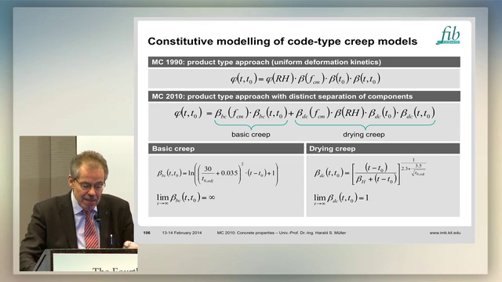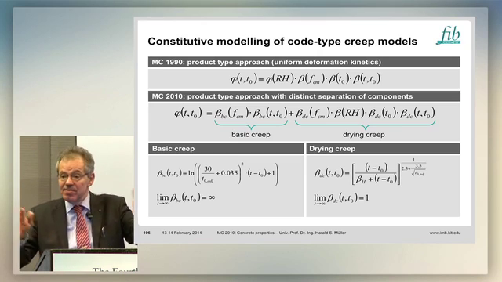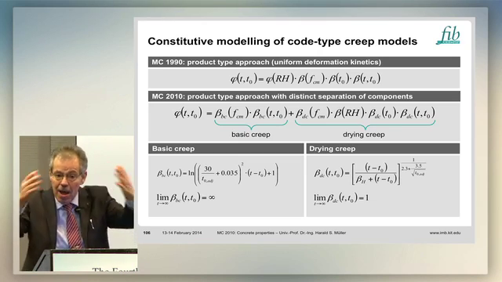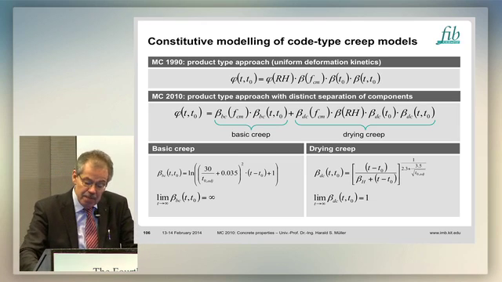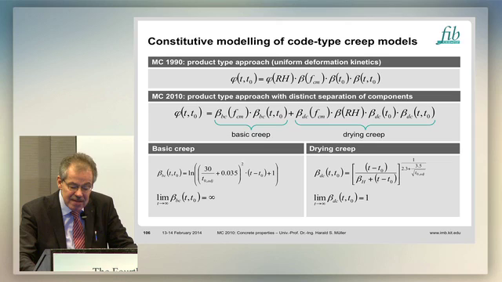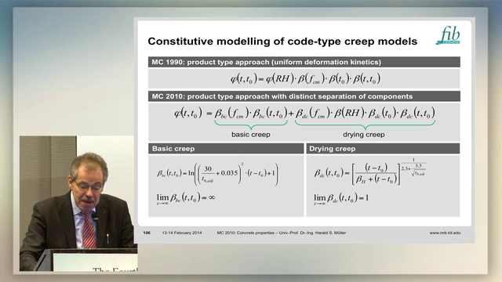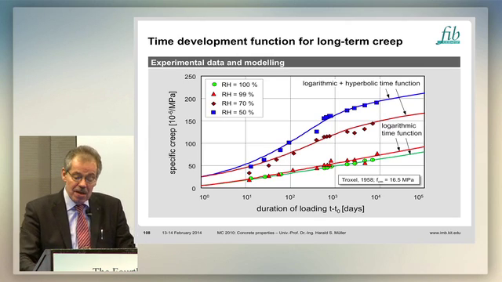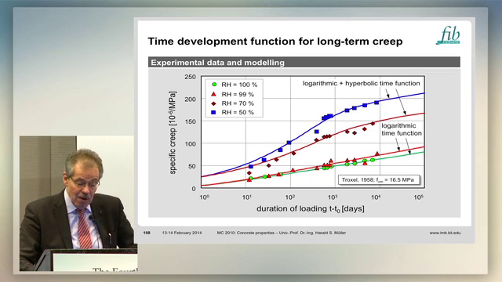But I will show you that this type of approach is the best one. And we have, again, the drying creep. Of course, drying creep ends if there is no difference in moisture between the environment and the concrete. Drying creep stops. And what may look a little bit tricky for you is this exponent. In the old Model Code, it was 0.3. Now it is dependent on the age of loading. And the big advantage is that we can avoid some deficiencies of the old Model Code.